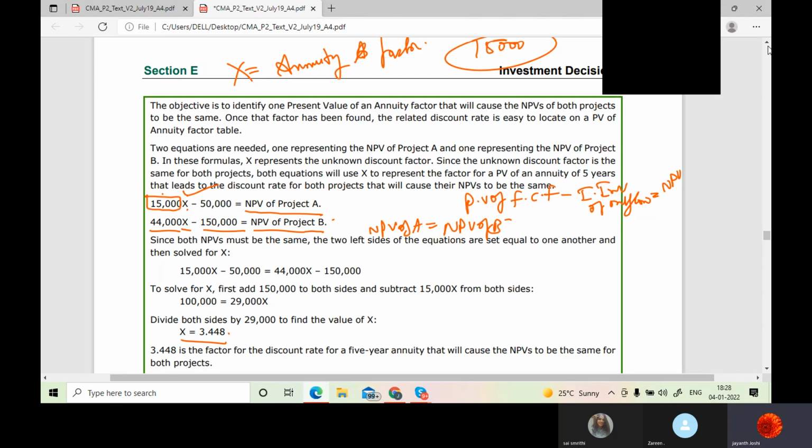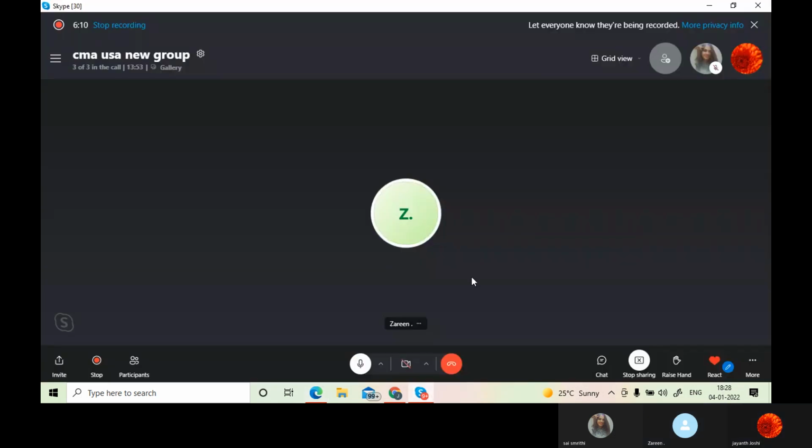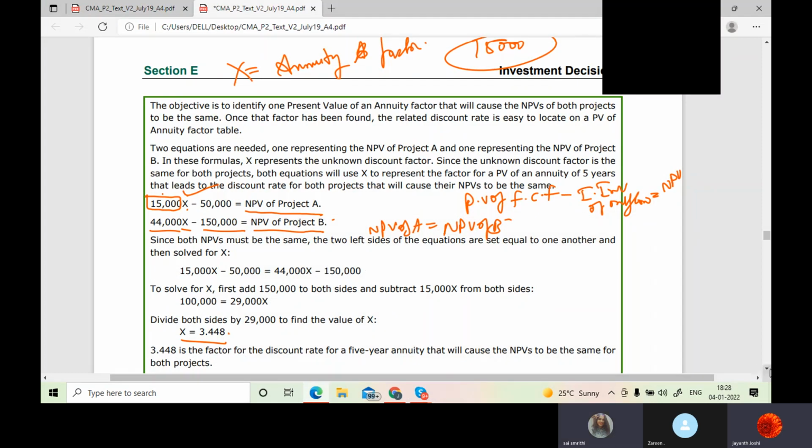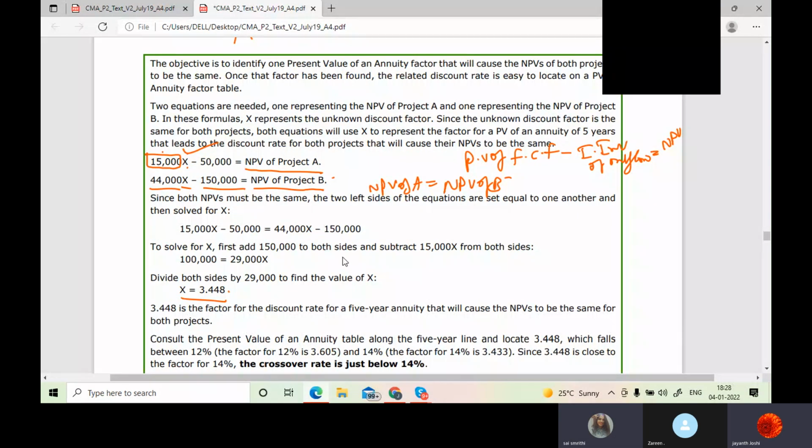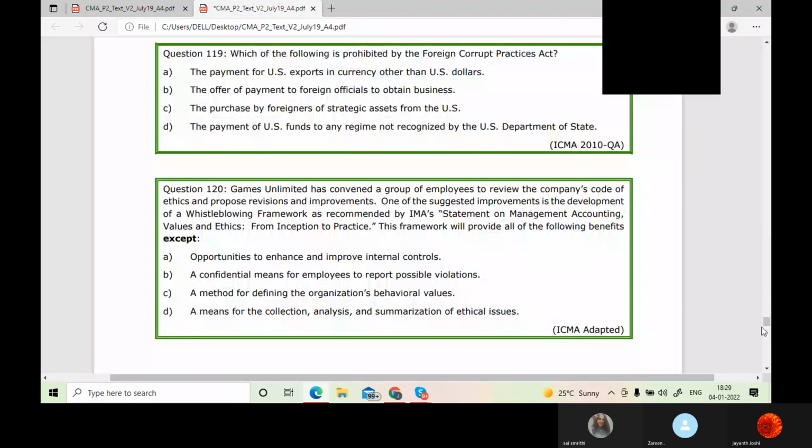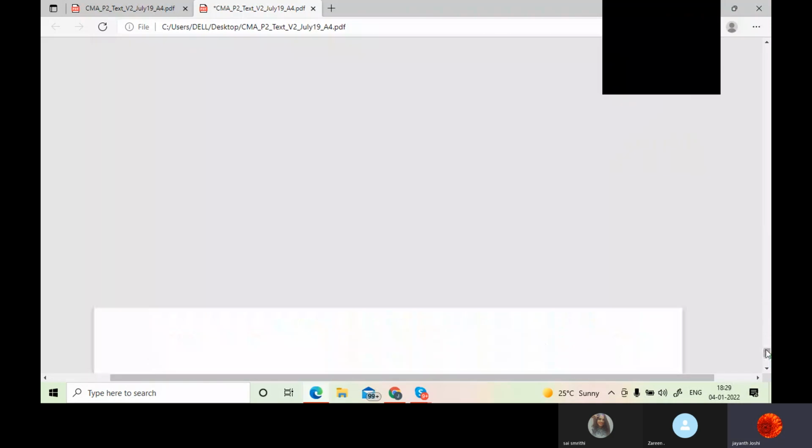Done? Okay. So now what you need to do is go to the present value of annuity table. There you have to see for the fifth year, where you are getting 3.448, okay? You do that here.